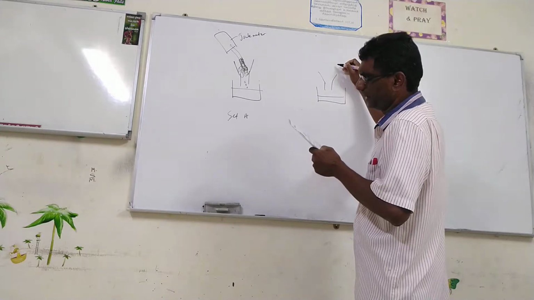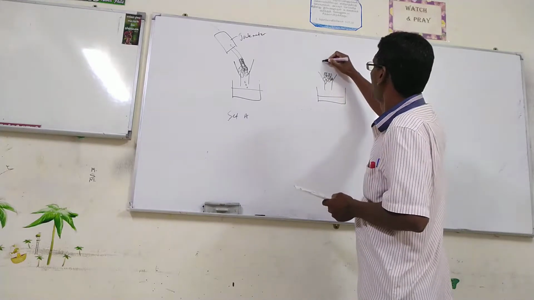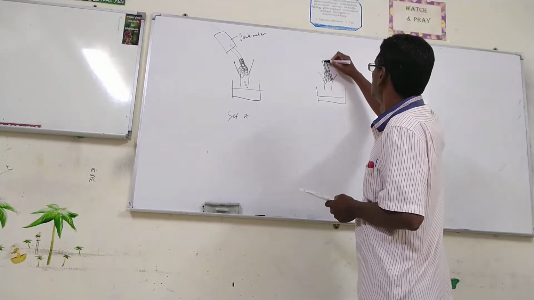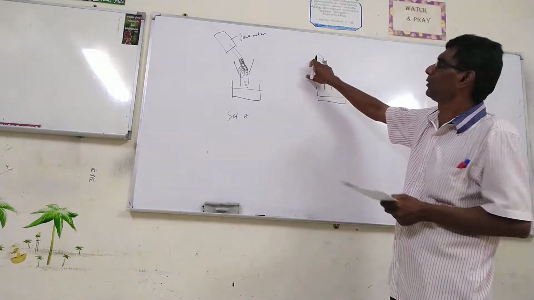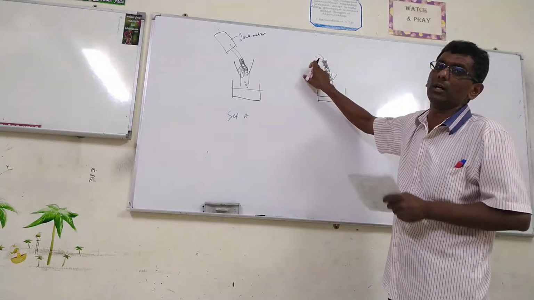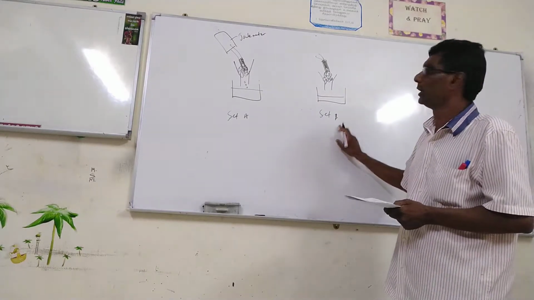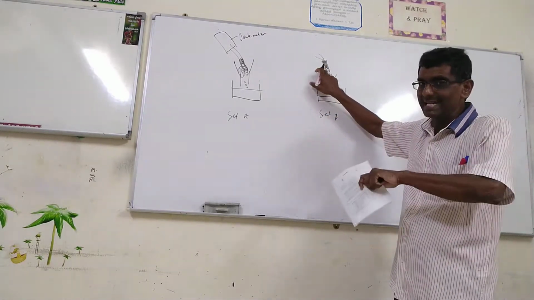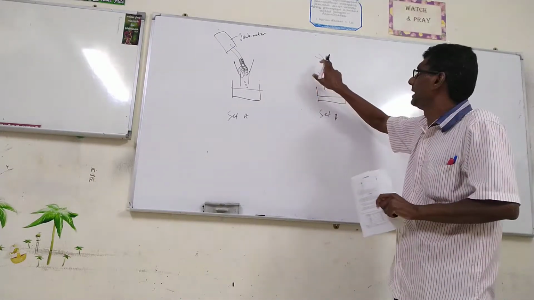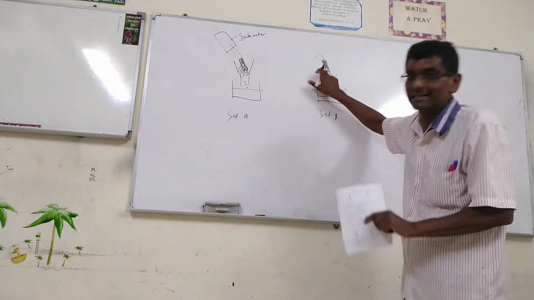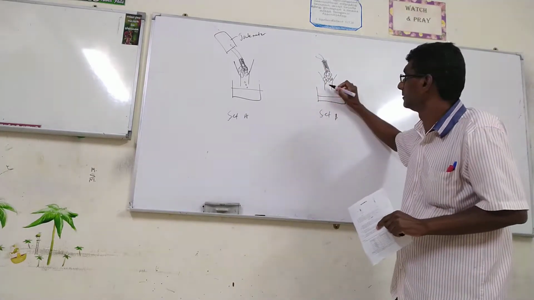In set B, they put ice cubes, and they also put a heater. But the heater is not connected to the joule meter or electricity. Set B's heater is not connected to electricity. That means the heater cannot produce heat. However, the ice still melts.